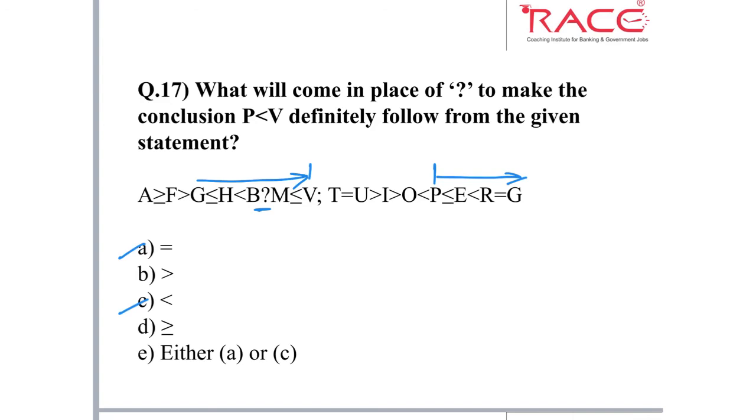If I put equal to in this case, again this conclusion follows. Why? Because we need only one, at least one highest priority, and that highest priority we already have here. So if we put this equal to, this conclusion follows. And if we put this less than, this again follows. So the answer will be option E, either A or C.